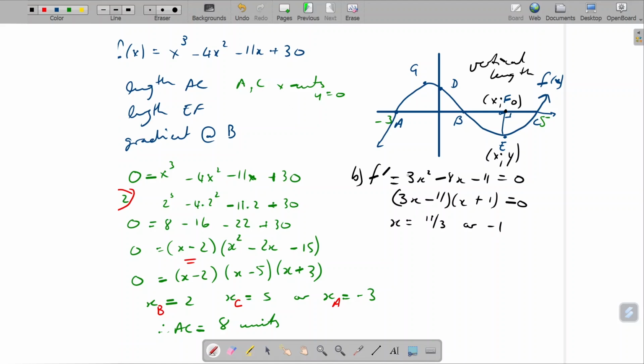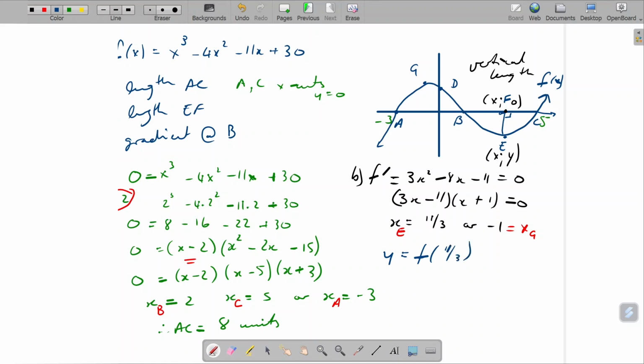Again, we should realize that this is going to be the x value at E or F, and this is going to be the x value at G, just because of its placement. −1 is to the left of 11 over 3. We now need to find a y value, so we plug it in. So y equals f of 11 over 3.